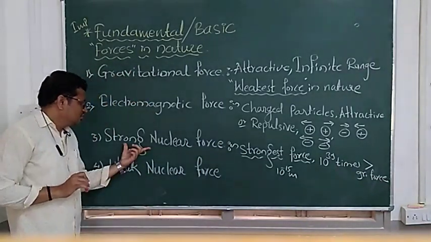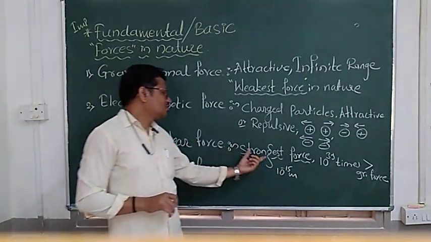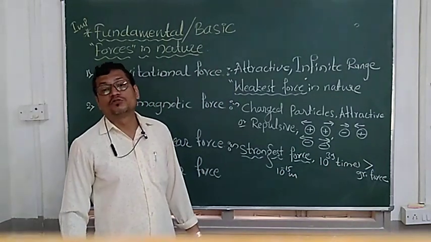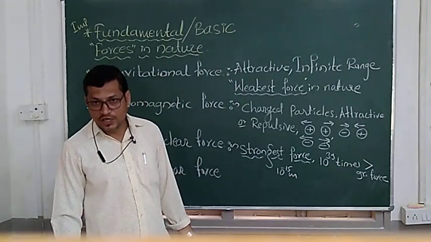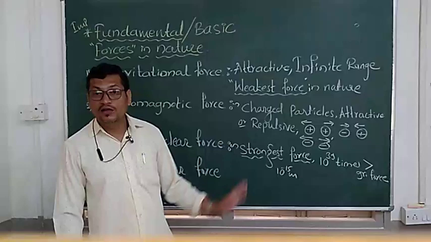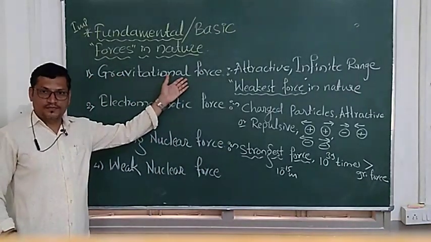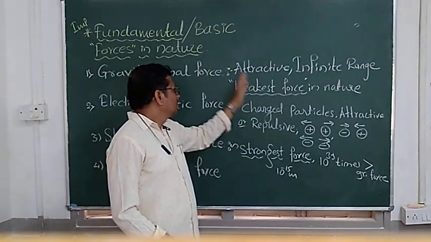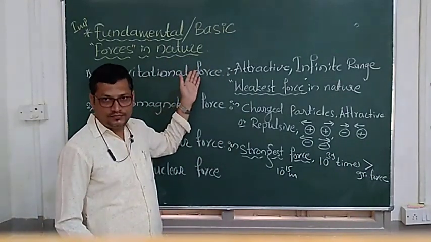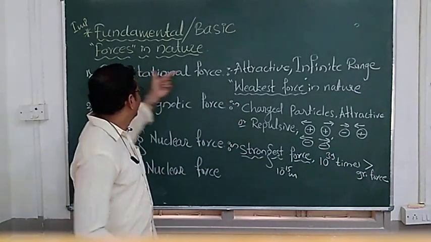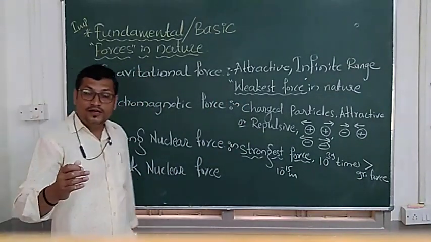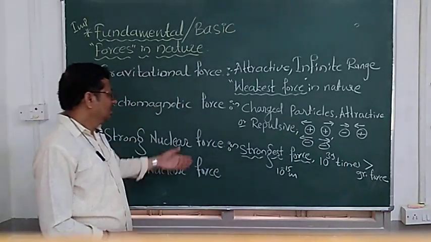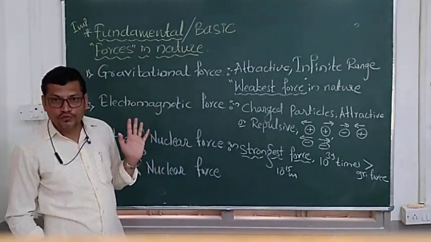So this is which force? Strong nuclear force. It is the strongest force in nature, and it is approximately how many times? 10 raised to 39 times greater than gravitational force. That means gravitational force is 10 raised to 39 times weaker than this strong nuclear force.